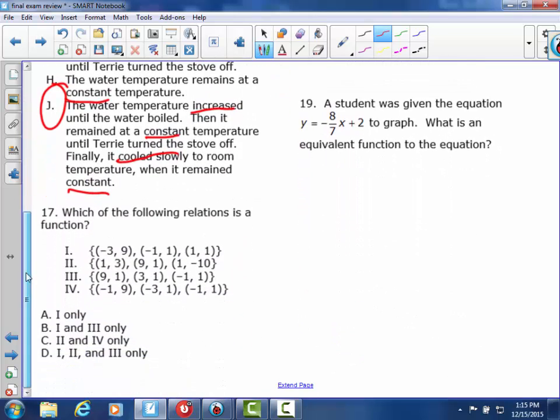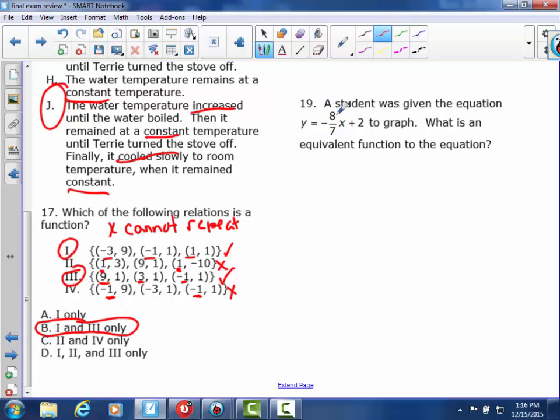Okay, 17. Which of the following relations is a function? Well, we know in a function x cannot repeat. So we just look at our x's, negative 3, negative 1, and 1, all are unique. 1, oh, look, 1 over here, so that's not. 9, then 3, then negative 1, all are unique, and then negative 1, negative 3, oh, negative 1 right there. So that one's not. So it's 1 and 3, which is answer choice B.